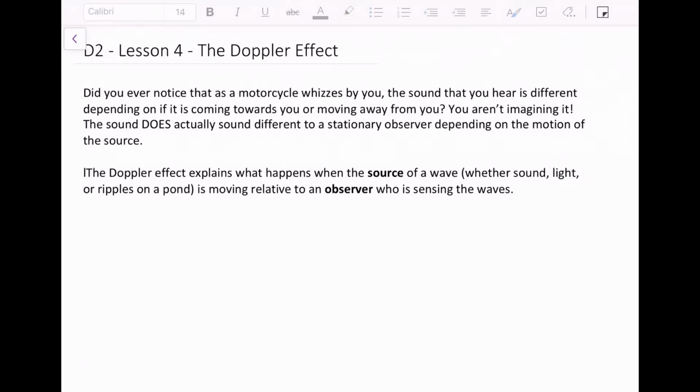Hello and welcome to the final lesson of waves. This is D2 lesson 4, the Doppler effect.